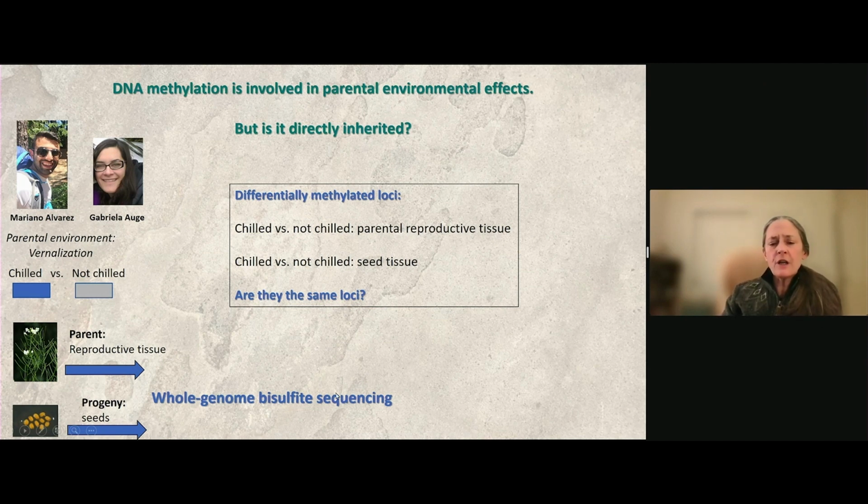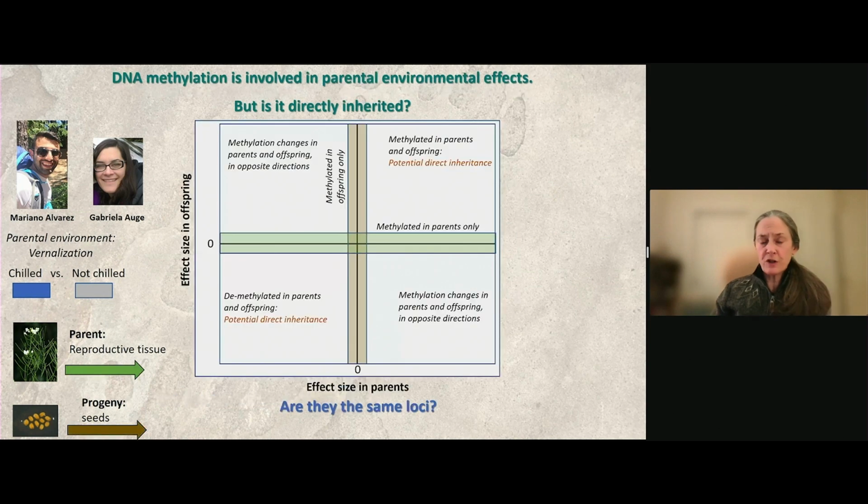And we conducted whole genome bisulfite sequencing on both of these tissue samples. We were especially interested to test whether those loci that responded to the parental chilling in the parent generation were the same loci that responded to that chilling treatment in the progeny generation. It's those loci that would be consistent with the hypothesis that methylation itself is being transmitted across generations.